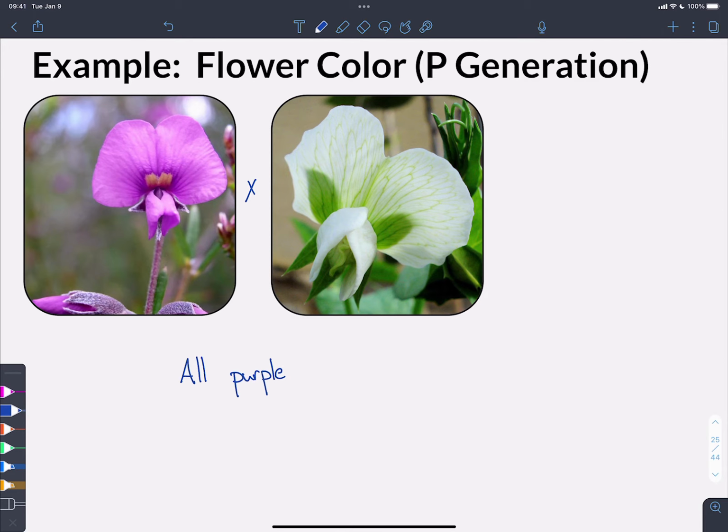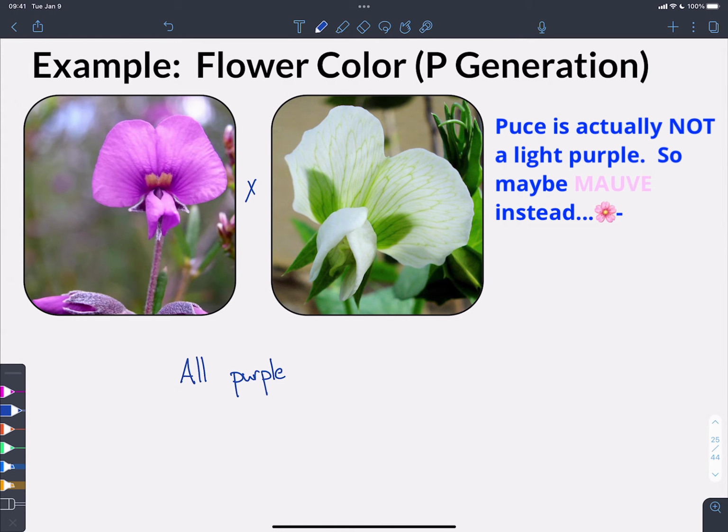Most people at the time thought that inheritance was a result of blending of characteristics. If you took a purple plant and you crossed it with a white flowered plant, you might get like a lighter purple, maybe a puce plant. But that's not what Mendel found. He found instead that all the offspring from a cross like this would be as purple as the purple parent was.